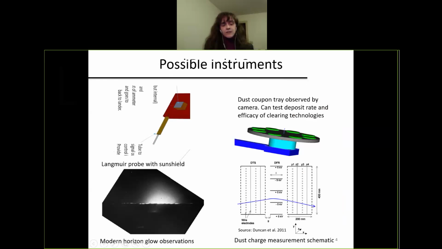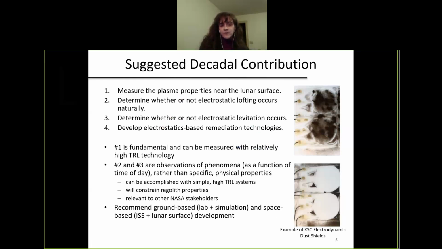All right. I also wanted to say that the technologies that we've been looking at can be accomplished with different instruments that have relatively high TRL. For instance, if we want to measure plasma properties, Langmuir probes have been flown on a variety of missions. It would just be a matter of customizing this for a payload on the lunar surface. And there are also lots of experiments that can be done in ground-based lab and simulation, as well as on the ISS or lunar surface platforms. So next slide.